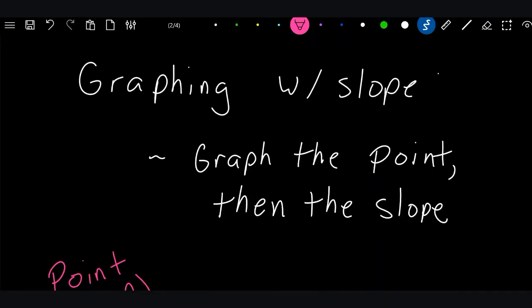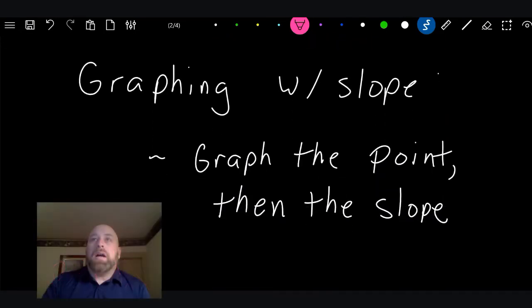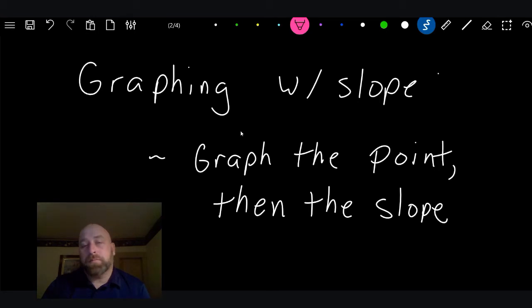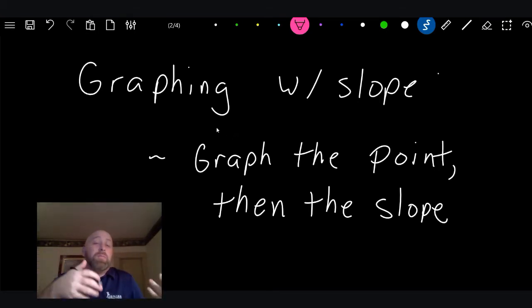All right, if you will, go ahead and look over on page number 161. This is graphing with slope. So pretty easy steps, just really two steps. Graph the point, then graph the slope. Okay, so if you're graphing with slope, usually they're going to give you a point. Sometimes they may give you 2 points.